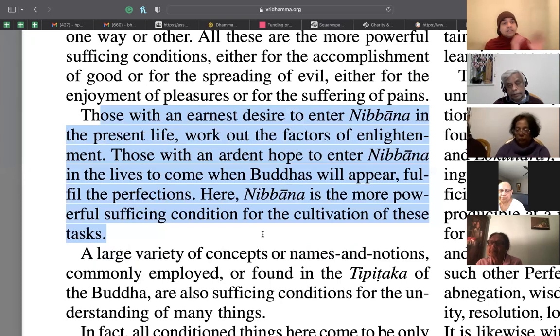Even with the lakes, the mountains, the waters, the foods, the forests, and all of that, those too are powerful sufficing conditions, right? It can be used for either good or bad, dependent upon the person. However, how are they prominent or powerful? It is because of the nature by which they exist.